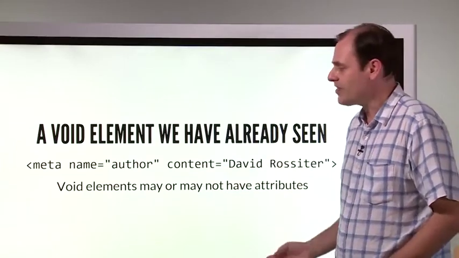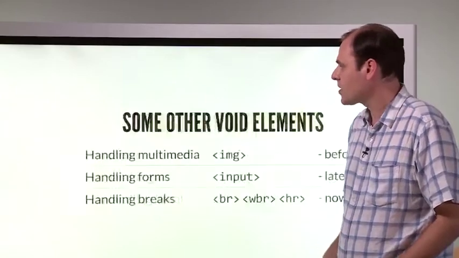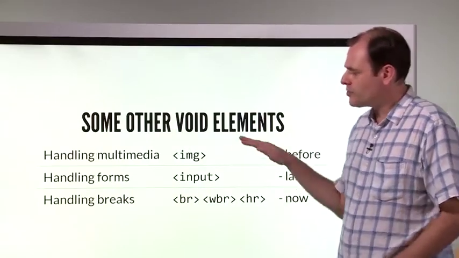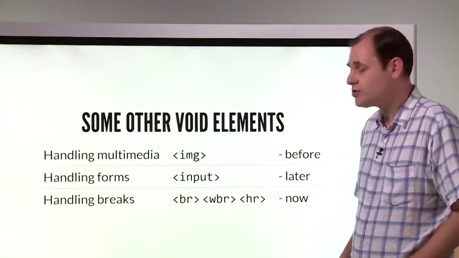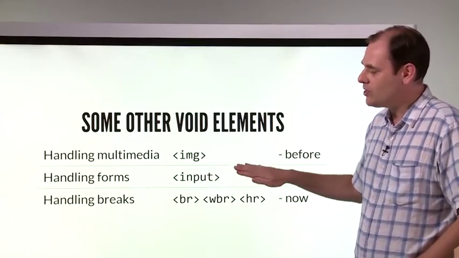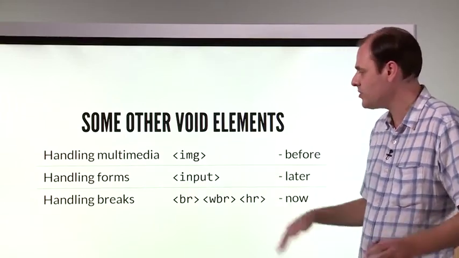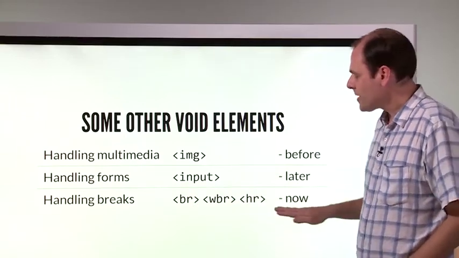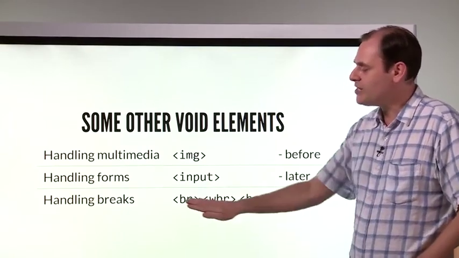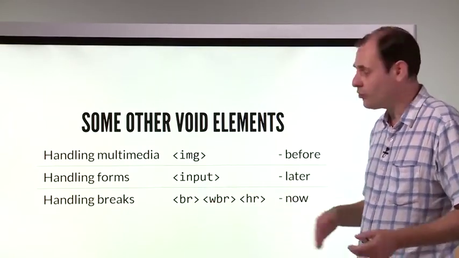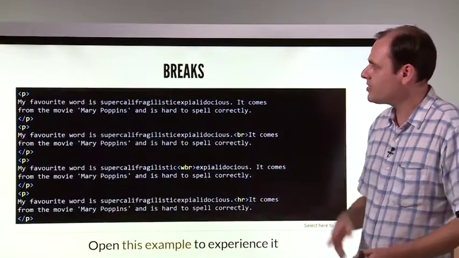No problem with that. It's simply they do not have a closing tag. All right, so what other examples have we seen? We've seen image. We discussed that before. That's a void element. And a bit later, we're going to look at input when we talk about handling forms. It's a void element. And right now, just to strengthen our understanding a little bit, we're going to look at 3 types of break, which are all void elements. All right, so let's have a look.